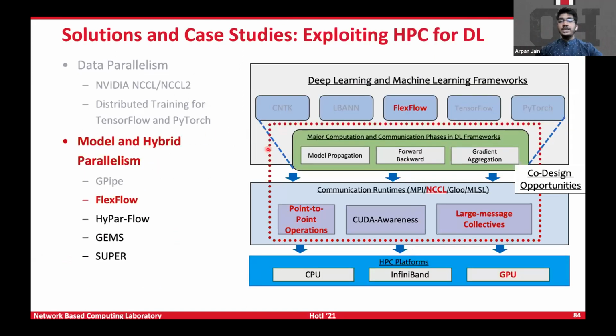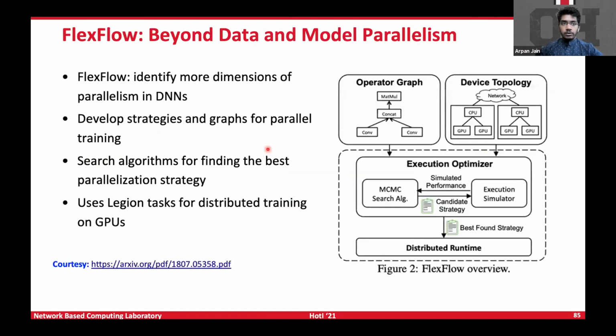And now the next one is FlexFlow. So FlexFlow identified more dimensions of parallelism in DNNs and developed strategies and graphs for parallel training. So it is kind of a search algorithm for finding the best parallelization strategy. FlexFlow is a deep learning framework. It is not a middleware. It is a deep learning framework, and you can train a model in this framework.